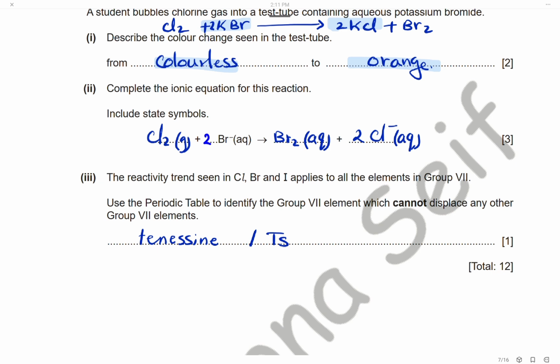We have to refer to the periodic table given in the same exam to check which one is the last element in group 7. We will find that tennessine is the last element in group 7, so it is the least reactive, which has a symbol of Ts.